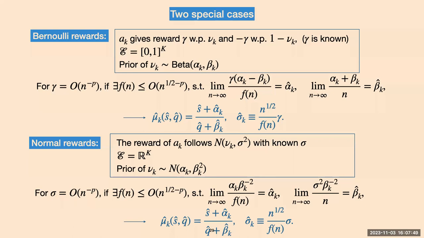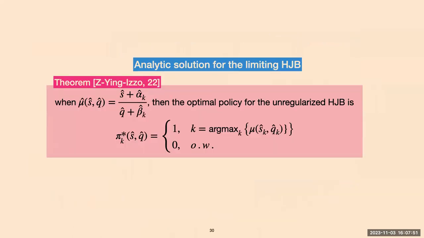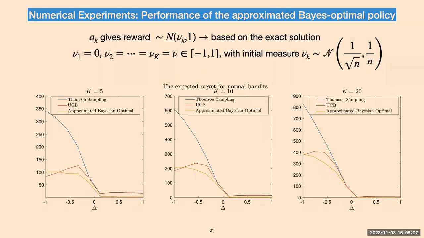Under this case, you can directly get the exact solution for the limiting HJB equation, and you can freely get the optimal policy. So you don't have the curse of dimensionality. I will show you some numerical experiments based on this exact solution of the HJB equation. Here I plot the case where the arms follow the normal distribution.